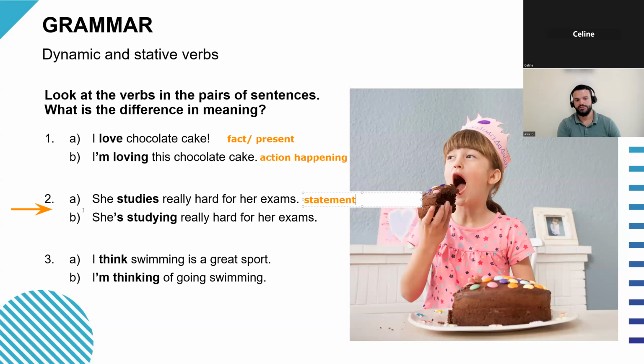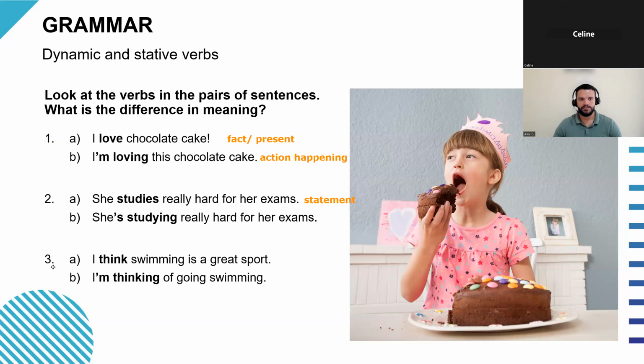And then what about B? She's studying, she is studying really hard for her exam. All right. Is it dynamic? It's dynamic. Exactly. This would be a dynamic, something that's happening at the moment. Very good. And then I'll help you with the last one.